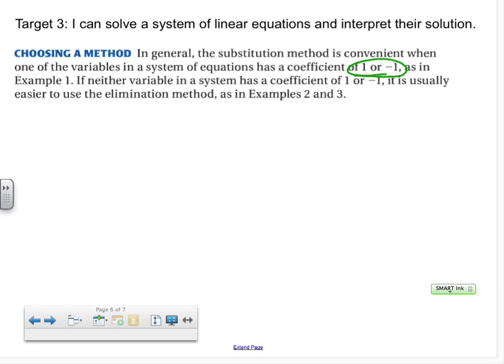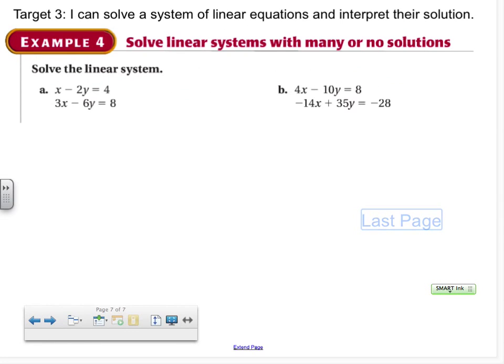All right, so we're going to look at a couple more examples. We're going to say, okay, what should I use here? And then we're going to solve it. All right, so in example A, as we take a look, what should we use here? Well, we should use substitution because x has a coefficient of 1. Pause this video, use substitution, solve it, and then we'll check it.